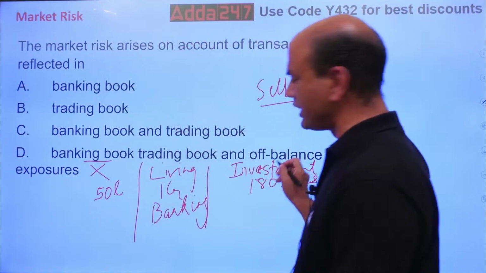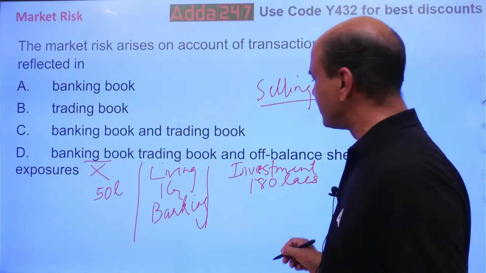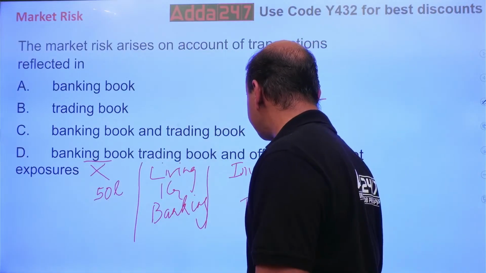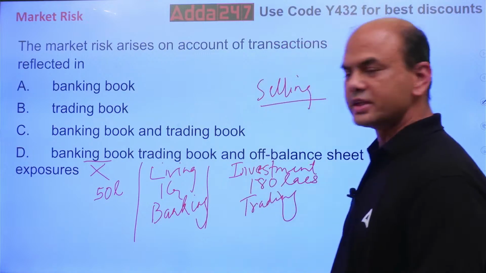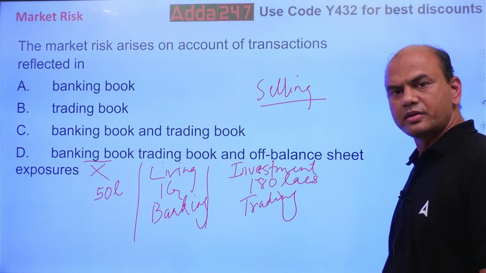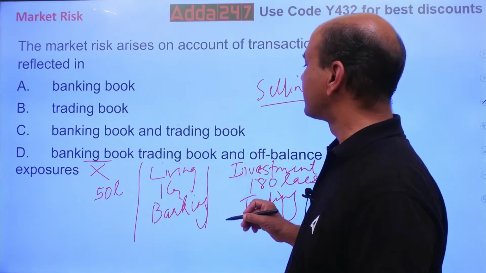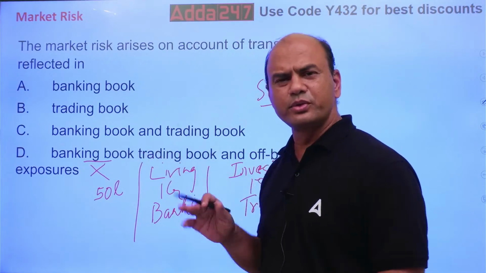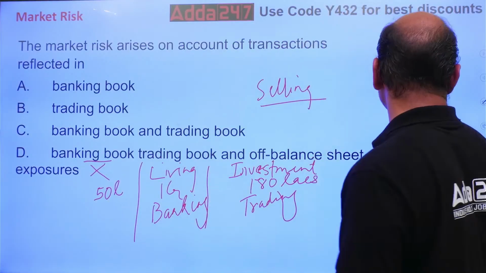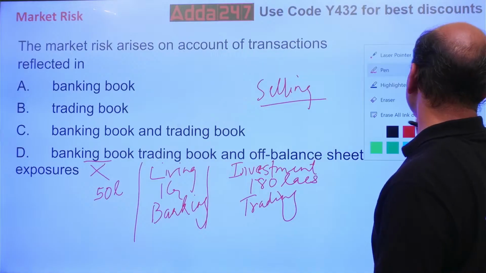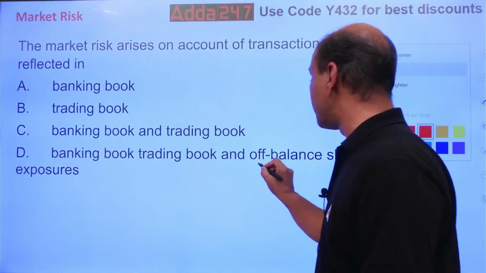And this flat which you have purchased for trading, means buying, selling, profits, this is called the trading book. Got it? So this is the meaning of banking and trading book. So kindly understand, banking book is of no use for market risk. Even off balance sheet exposure is of no use to you in market risk.